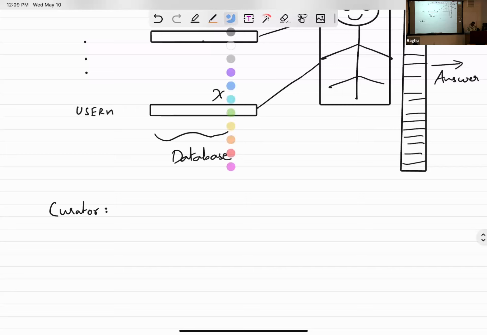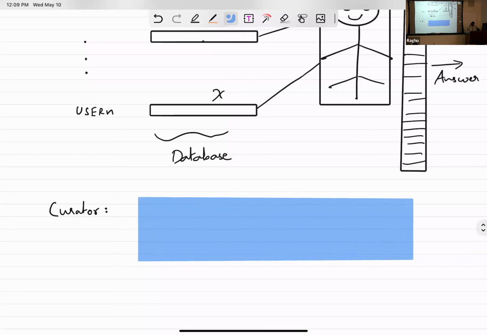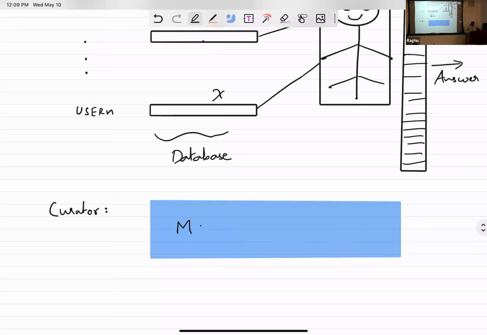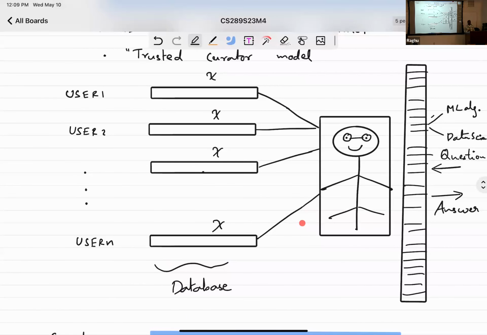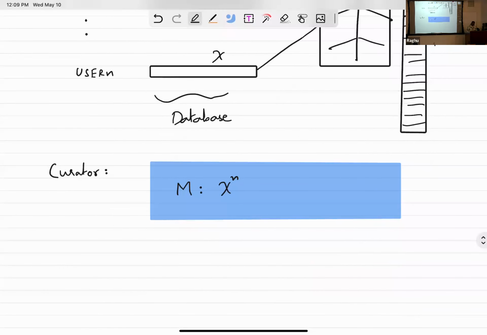The curator needs to have a function or a mechanism M which takes the database as input. It could depend on all of these things. Maybe the data scientist wants to know, okay, what's the average of the first coordinate across all of the users? Maybe the first coordinate is a salary, right? I ask, okay, can you tell me what is the average salary among all the people in the United States? And the curator then needs to submit an answer.